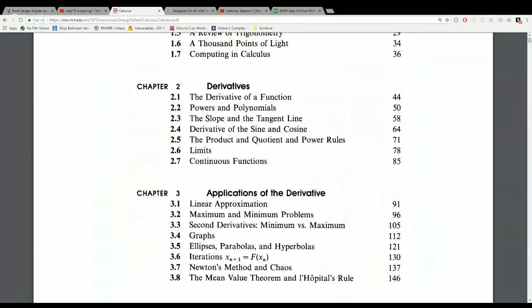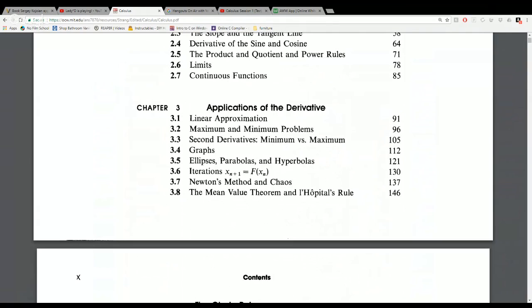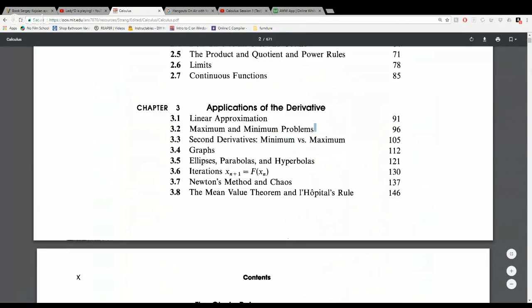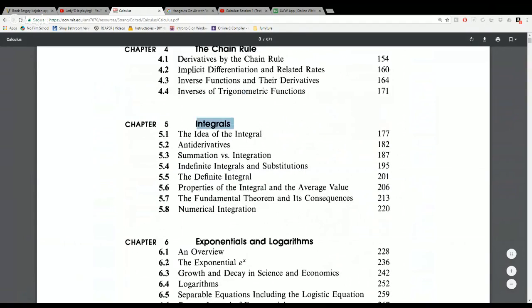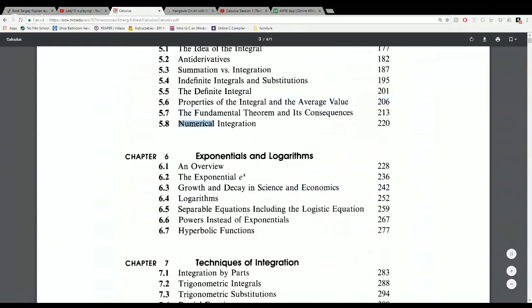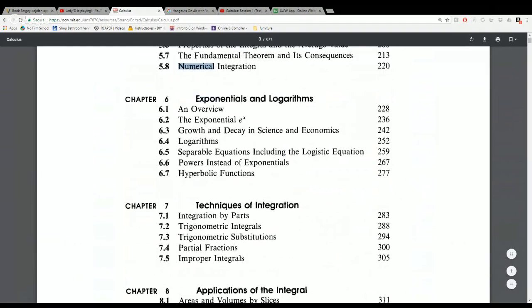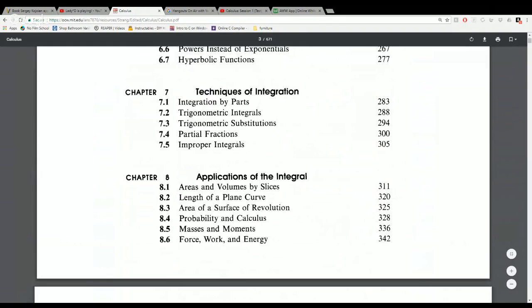Chapter 2, derivatives. Chapter 3, applications of derivatives. This, I assume, is things like optimization, finding local and global extrema. Let's see, Newton's method and chaos, mean value theorem, L'Hopital's rule. We go to chain rule, and then we start integral calculus. The fundamental theorem, numerical integration, an absolutely crucial topic you don't see much of these days. Exponentials, logarithms, techniques of integration. So this is things like integration by parts, trig substitution, partial fractions, improper integrals.